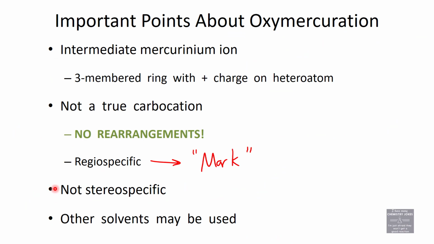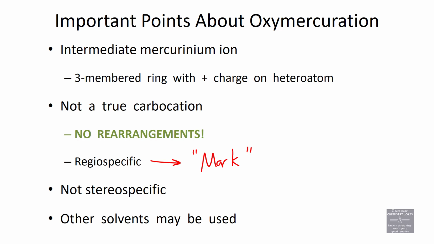So it's not stereospecific, meaning it does not give you anti only. It would give you a mixture of all stereoisomers if we had some asymmetric carbons. Other solvents, I've already warned you about that. Methanol, ethanol, all kinds of alcohol solvents, other things that have hydrogen bonding stuff can be used as well.